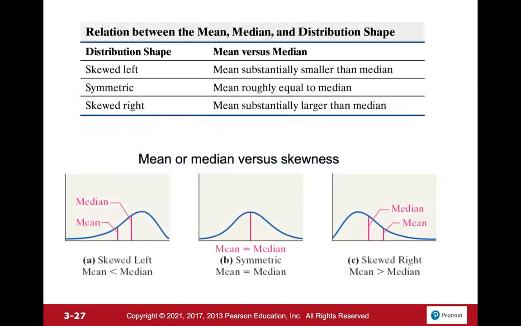So let's see here, the relation between mean, median, and distribution shape. Whenever we have a mean smaller than the median, we're going to be skewed left, because we have more data to the left side than the right side of the mean. When they're equal or roughly equal to each other, it's going to be symmetric. Whenever the mean's larger than the median, we're going to be skewed right, because we end up with more data to the right of our data set.